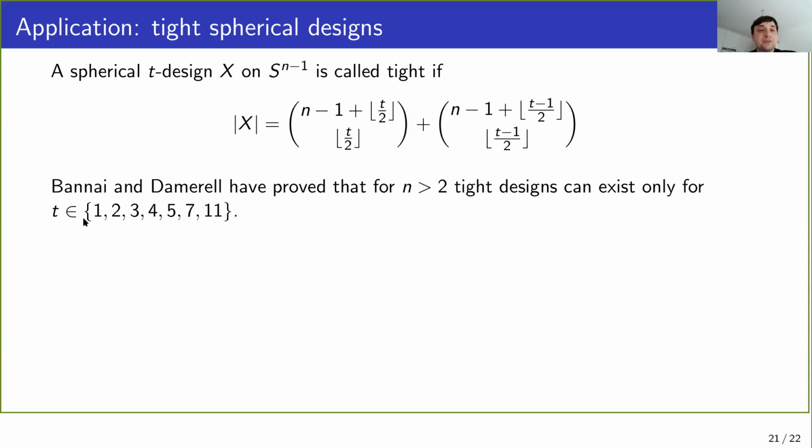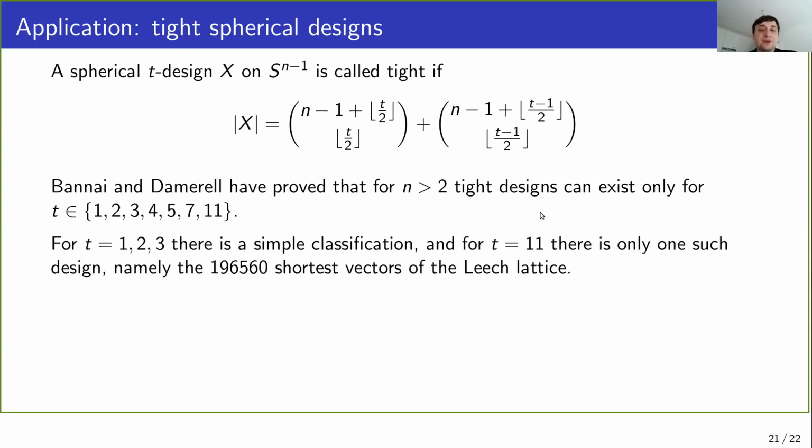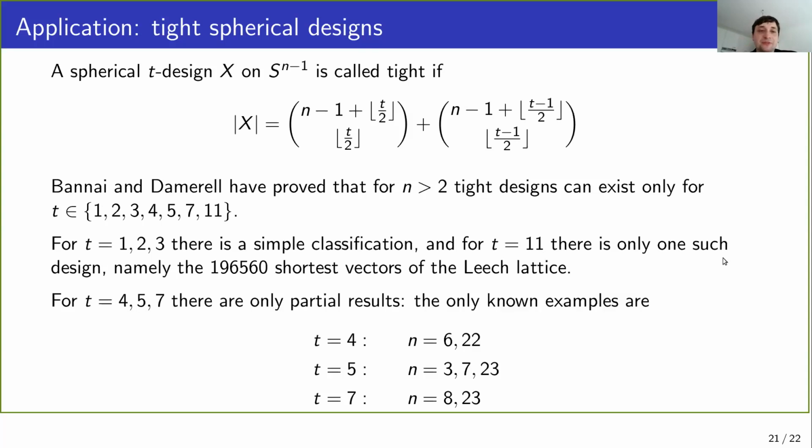Now for the values of t in this set, there are some distinctions. So there's exactly one tight 11 design, which is the shortest vectors of the Leech lattice. And then for t equals 1, 2, and 3, there is a very simple classification. So that leaves 3 parameters which are complicated, 4, 5, and 7. And it's known that 4 and 5 are more or less equivalent. So really it's 5 and 7. And not that much is known.